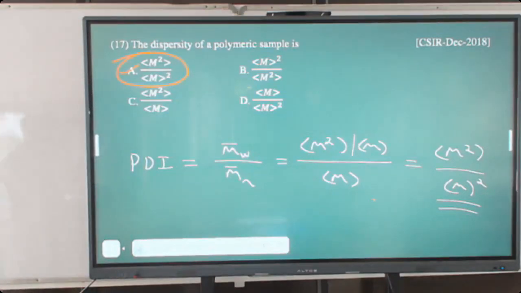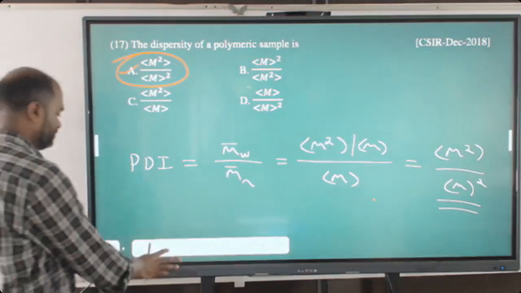Such designations are all important. Mw is equal to sigma M squared by sigma M, Mn is equal to sigma M. Finally, it will be sigma M squared divided by sigma M whole squared. Option A is 17. Option A is the correct answer.